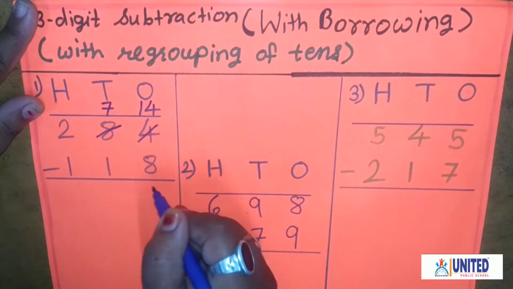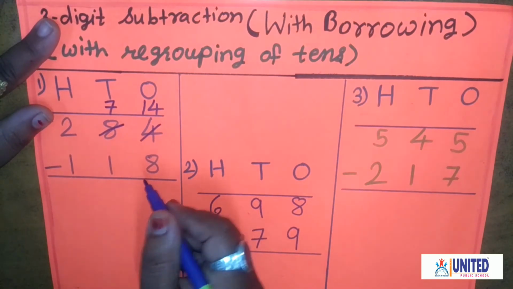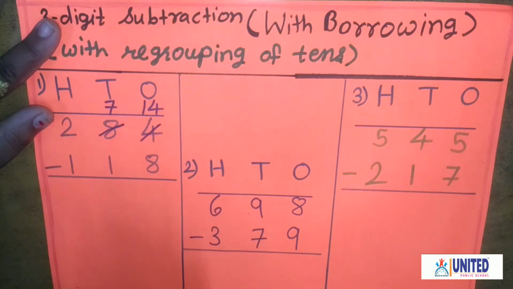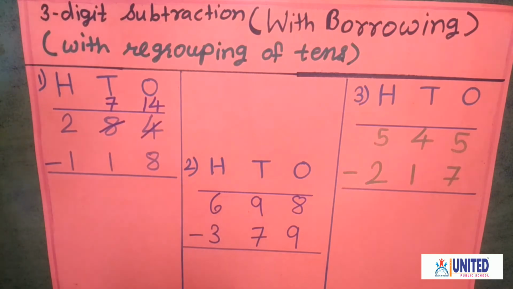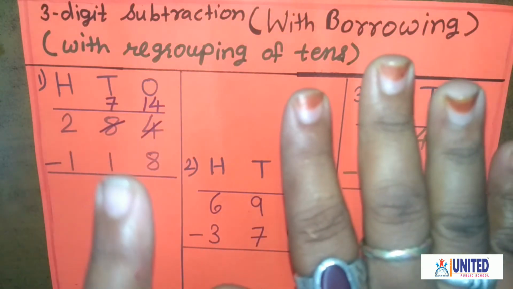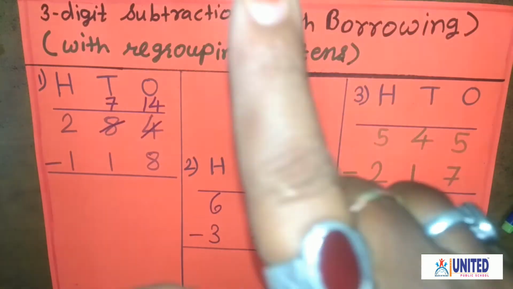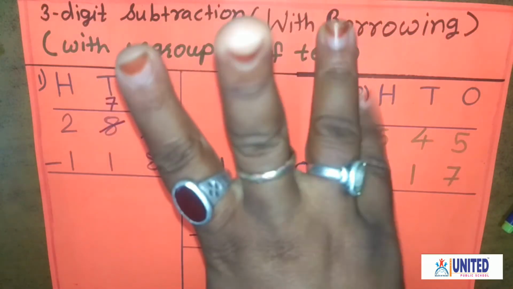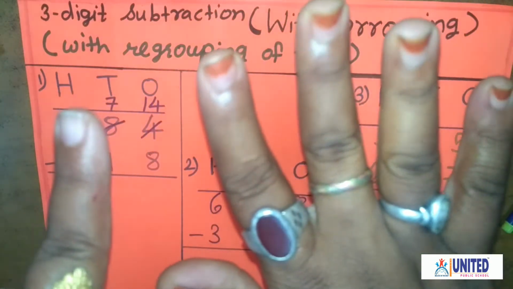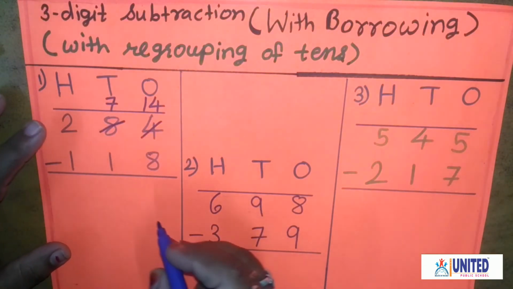Now 14 minus 8, is it possible? Yes. So count after 8 till 14: 9, 10, 11, 12, 13, 14. So how many fingers? 6. Again you can see, after 8: 9, 10, 11, 12, 13 and 14. So how many fingers are there? 6. Okay, so our answer here is 6.